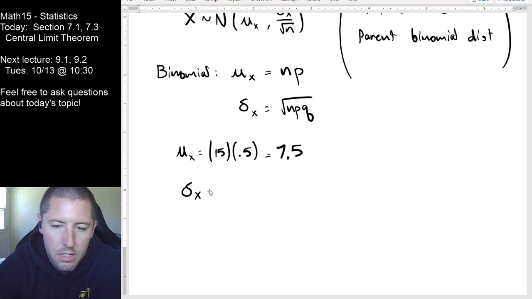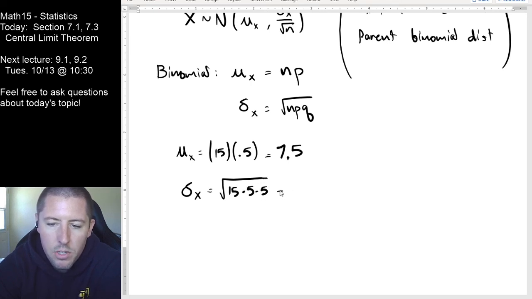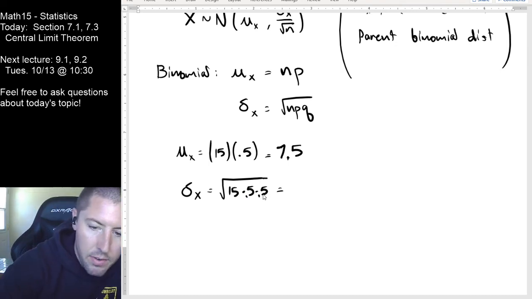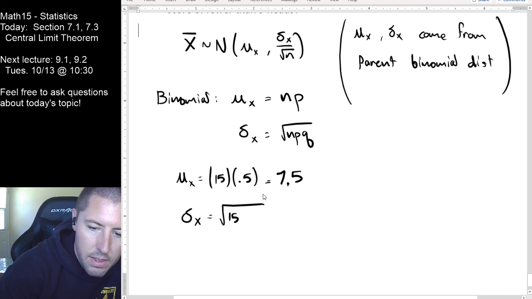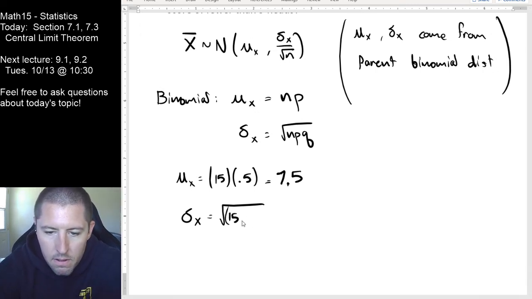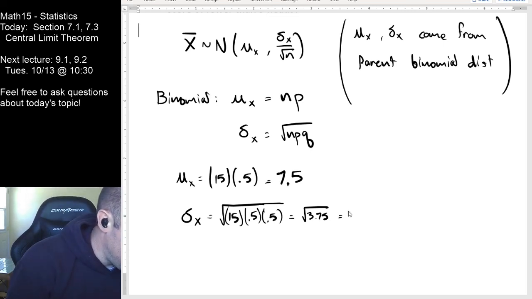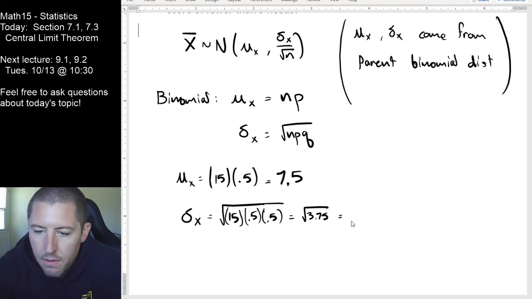Our standard deviation here is going to be the square root of npq. That's 15 times 0.5 times 0.5. Or sorry, those are points right there as well. I'm just going to rewrite that, it just looks difficult to read. This should be 15 times 0.5 times 0.5. That should really just be a quarter of 15. So the square root of 3.75, which is 1.9365.